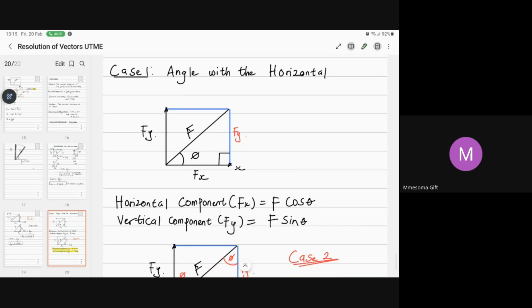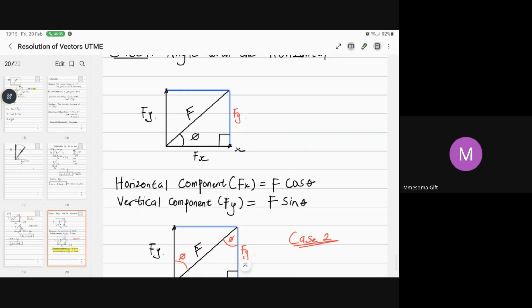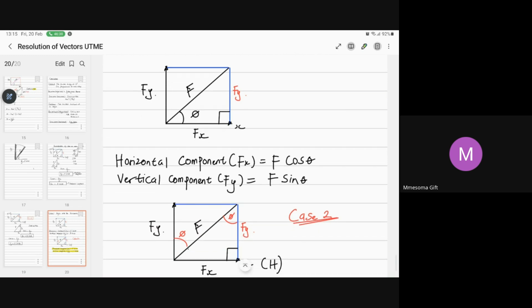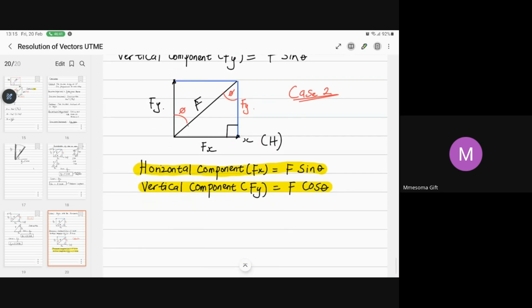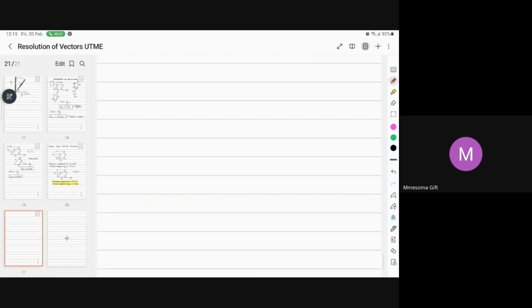So case one, for people that want to write, I know that most of you are not writing. So this is your case one here, like I did. So I have Fy cos theta, right? So we'll have your case two, just that way. So that said, let's look at another condition. Now we have four quadrants actually.